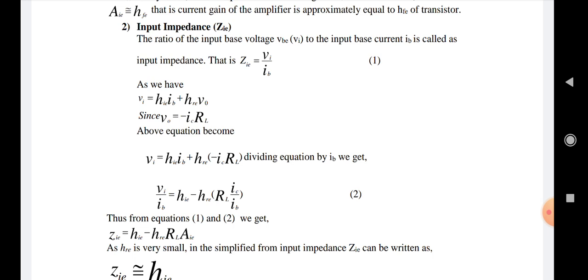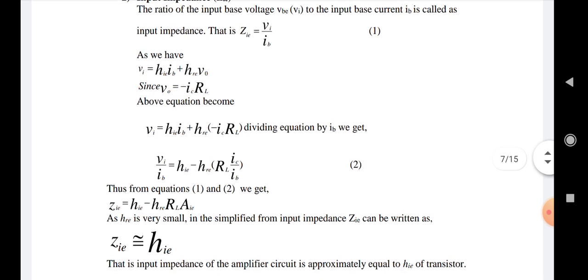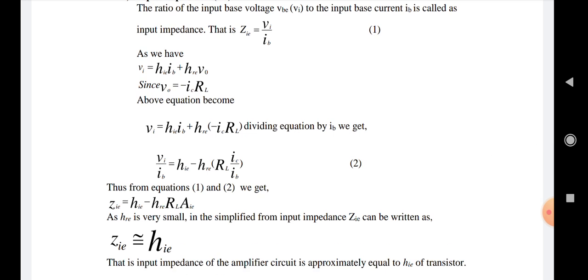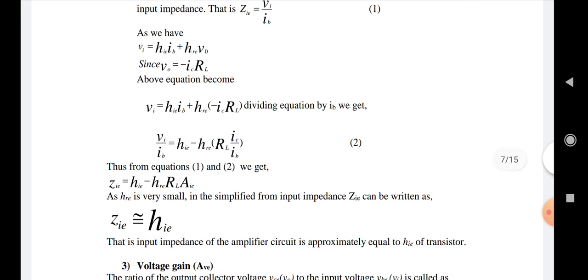Here already previously discussed, A_i. Here h_re, means reverse voltage ratio, is very small. To simplify, the input impedance can be written as Z_ie is equal to h_ie. The input impedance of the amplifier circuit is approximately equal to h_ie, and it is nothing but the h parameter of input impedance.